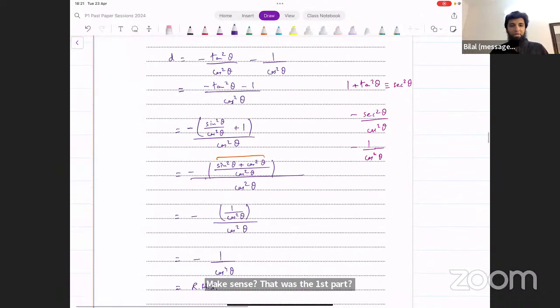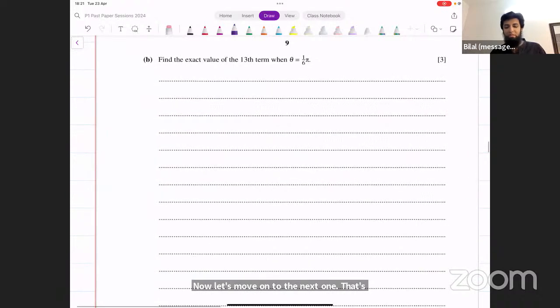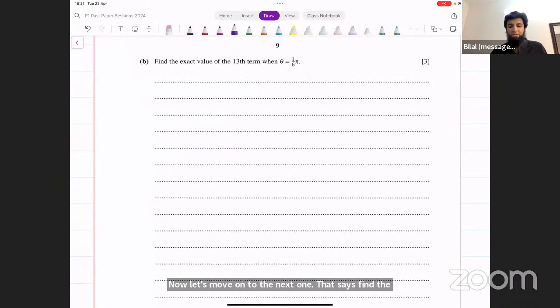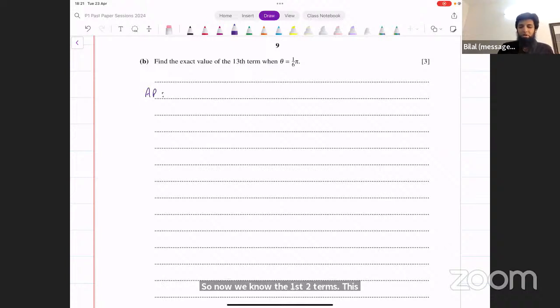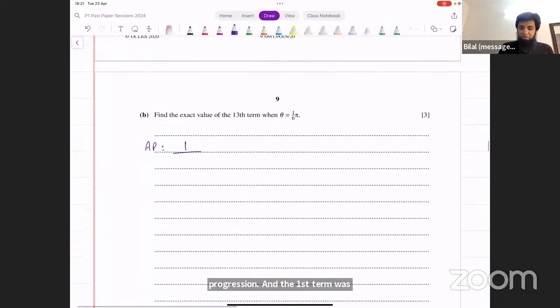Now let's move on to the next one. Now it says find the exact value of the 13th term when theta equals pi over 6. So now we know the first two terms. This was an arithmetic progression. And the first term was 1 over cos square theta. Let me write that here.